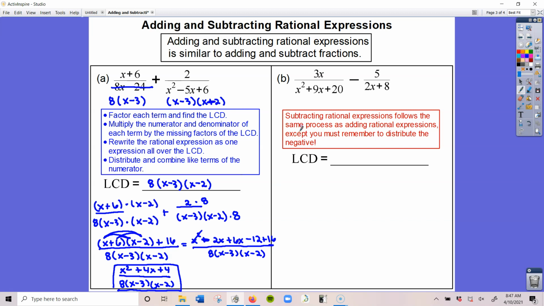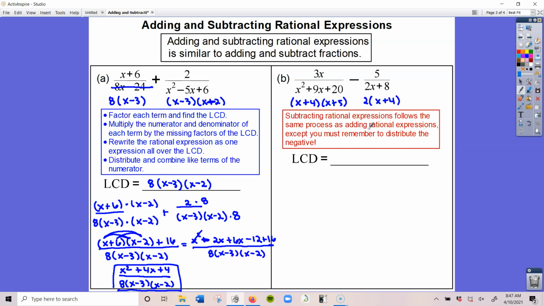Let's look at this one over here where we're subtracting. We have 3x over x squared plus 9x plus 20 minus 5 over 2x plus 8. Let's factor everything. Here in this denominator, it can be factored to x plus 4, x plus 5, since 4 times 5 is 20, and 4 plus 5 is 9. Now here, 2x plus 8, both of these terms have a 2 in common. So we're going to factor out the 2, and we get x plus 4.